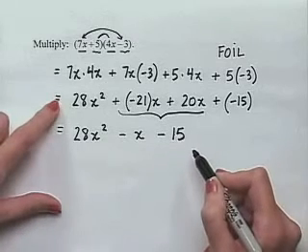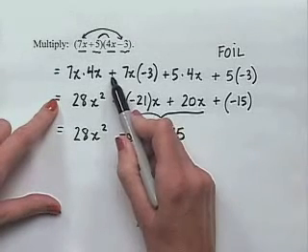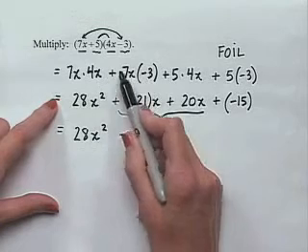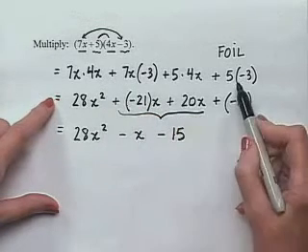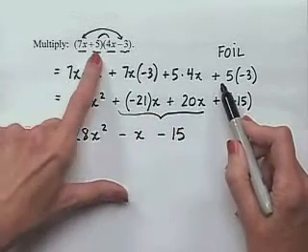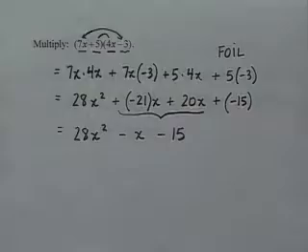Now, as you become more proficient with this method, instead of putting the plus sign with the negative here, you can go ahead and evaluate and see that this is going to be a subtraction of 21x. And likewise, at the end, we could write down 5 times negative 3 is negative 15 right at the outset.